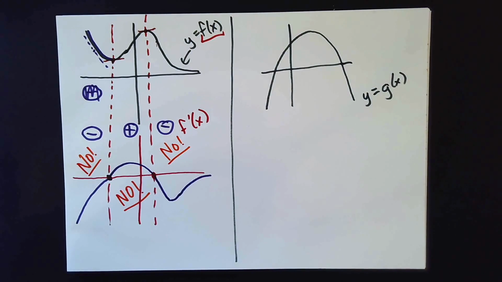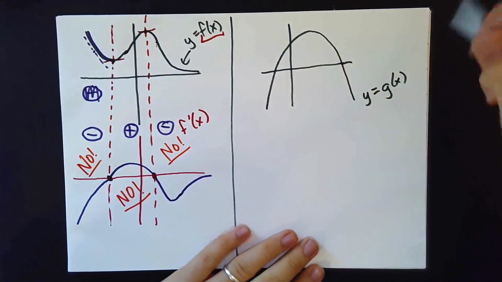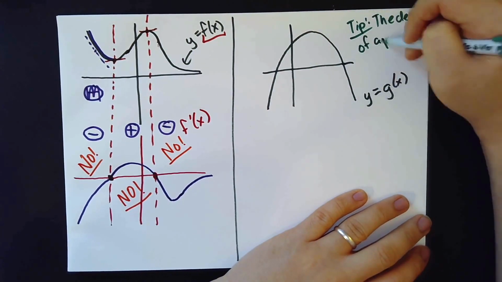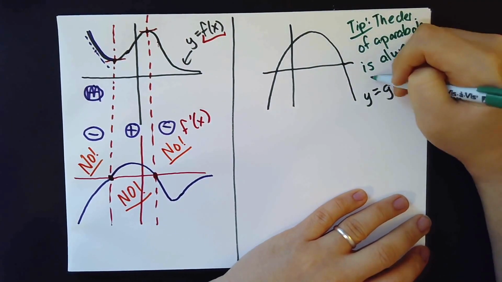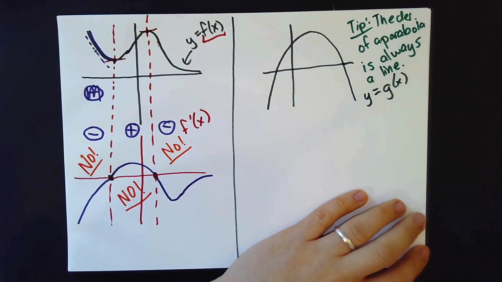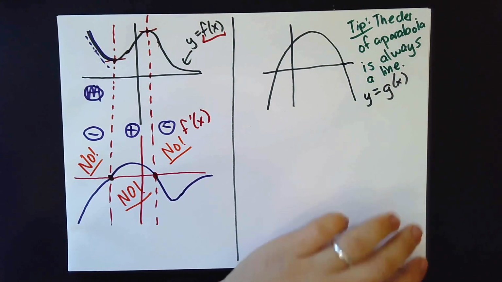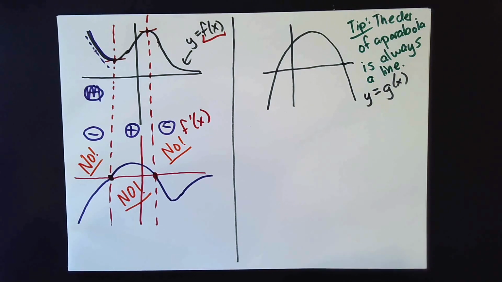Here's our function g of x, whose graph is a parabola. And I want to give you one tip before we go any further, which is that the derivative of a parabola is always a line. So for parabolas, we can actually probably do our best work in terms of figuring out what the graph of the derivative is supposed to look like.